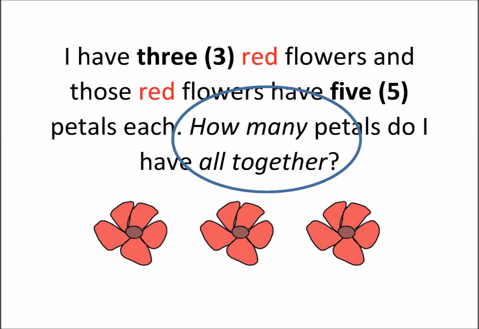So, to use the set model to solve this problem of 3 flowers with 5 petals each, how many all together, we first need to create our groups or our sets. So how many groups or sets do you think we start with? So 3. And we can start our set model by first drawing 3 circles to represent our 3 flowers or our 3 groups.